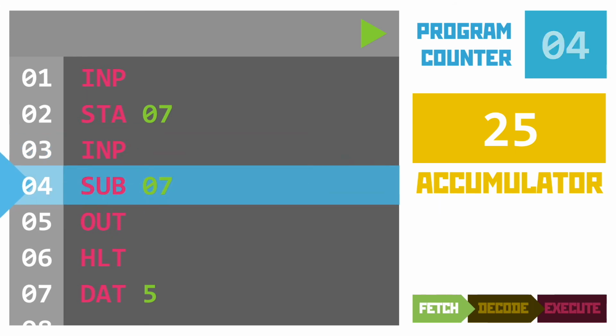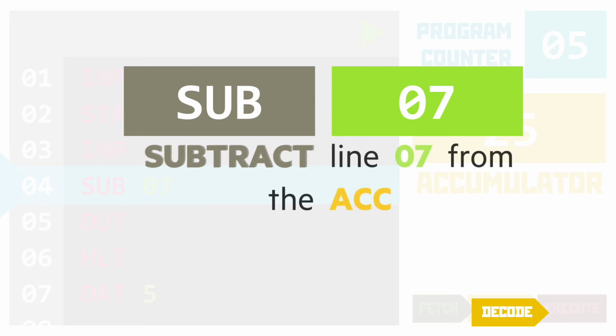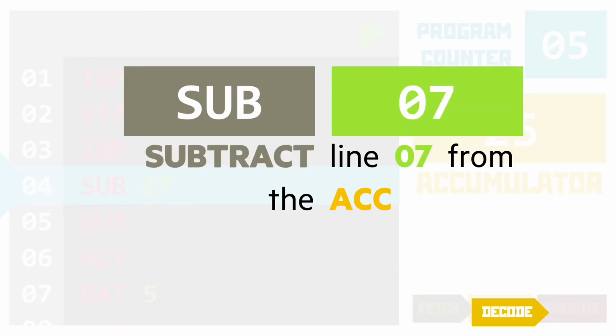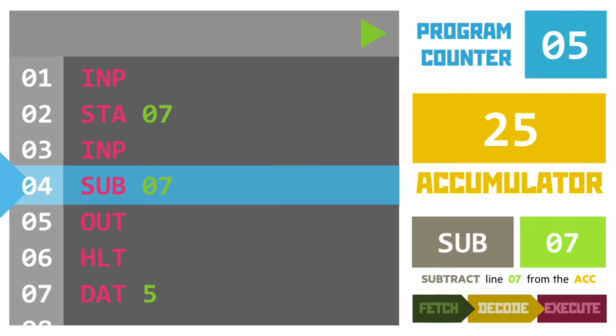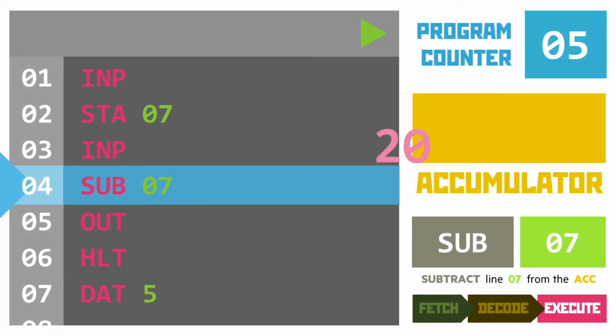Let's break this apart and be very specific about how it works. So, the mnemonic sub is telling us to subtract, and the operand tells us to subtract the value in line 7 from the value in the accumulator. Now, it's important we get this order correct, otherwise the answer to our simple sum will be wrong. It's always accumulator value minus the memory value. In our example, that's going to be 25 take away 5. This gives us the answer 20, which, once again, is just popped back into the accumulator.